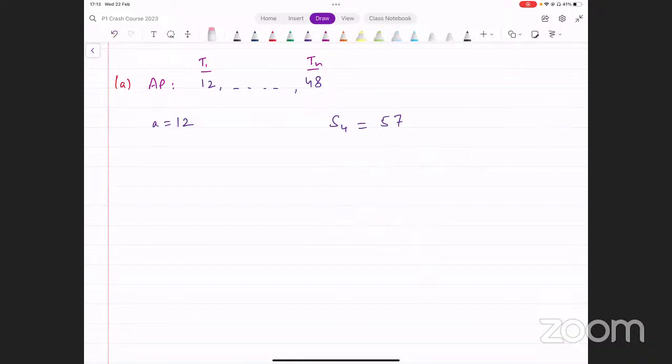That means we do not know the 4th term of the sequence, right? We don't know the 4th term. If you had to use the last term formula, you would need to know the 4th term of the sequence. That is unknown. So what we do instead is we can use the other formula. What's the other formula like? It's half into n into 2a plus n minus 1 times the difference.